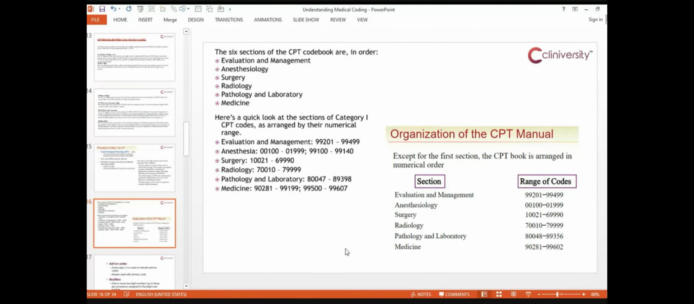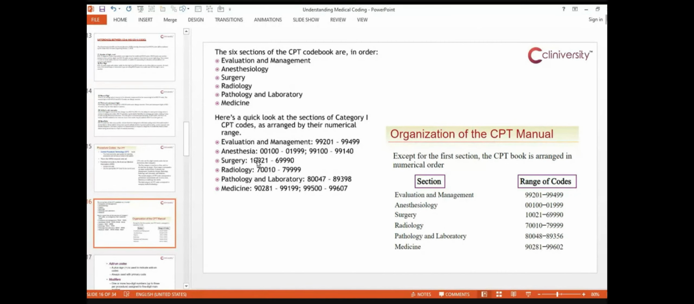You can see the numerical ranges also, which cover all the codes under evaluation and management. Then other codes start with 00100 and go to 01999, and then you can find another range provided for anesthesia only, starting with 99100 and 99140. So all the codes under this range will be for anesthesia. All the codes under this range are for evaluation and management.